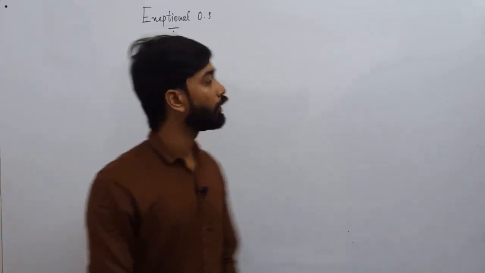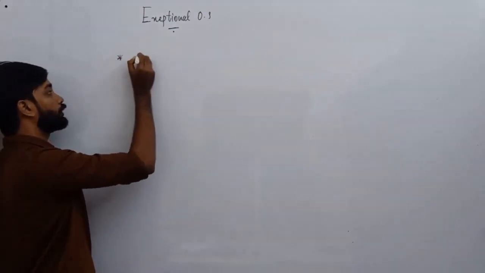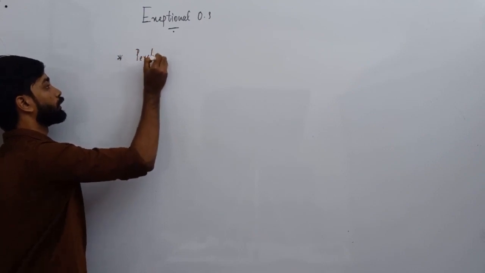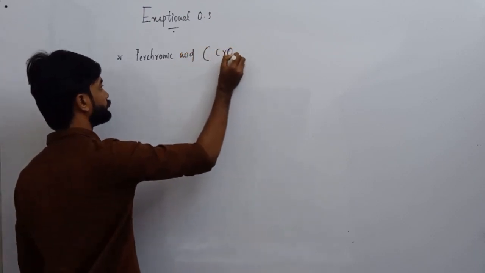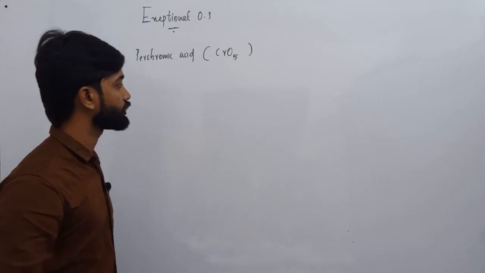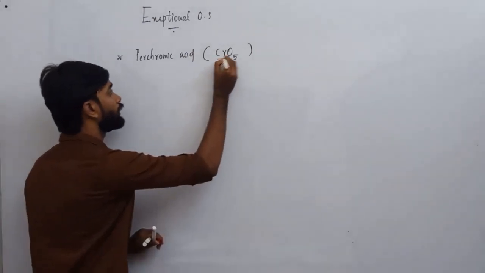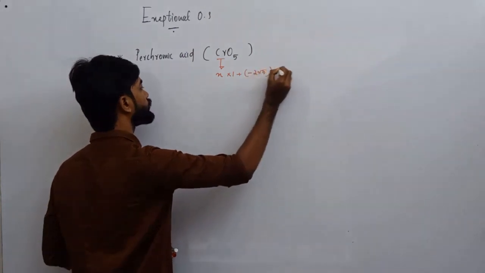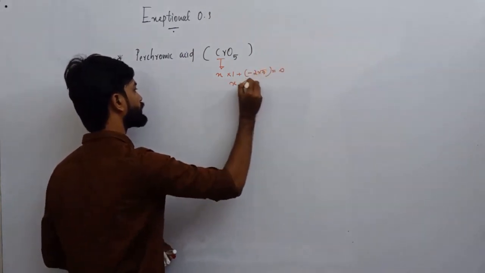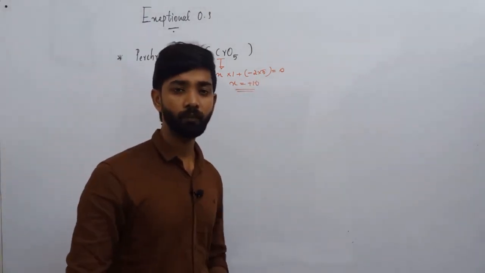Exceptional oxidation state. Listen, these all are important. Your first molecule is perchromic acid, CrO5. In a normal view, this is x into 1 plus minus 2 into 5, which is equal to 0. That is, x is equal to plus 10. In a normal sense, the oxidation state of chromium is plus 10.